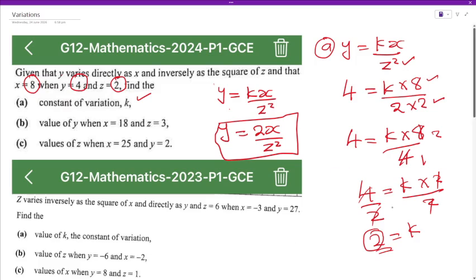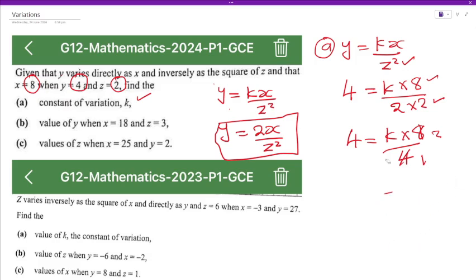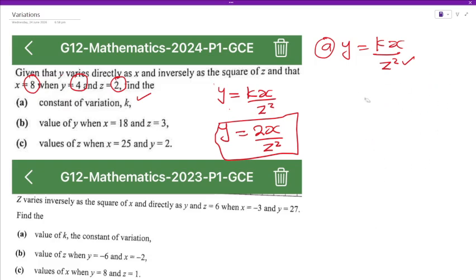All right, so we have found the value of k. Now we proceed to the rest of the questions. So the next question, what is it asking us to find? Let us check. So by the time we're getting to the third question, this would have sunk in.